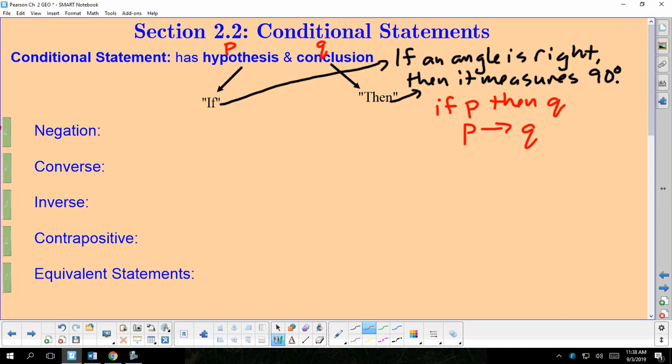Negation is the opposite of a statement. We're going to use the symbol not. So in this case, for that not, I'm just going to do a squiggly mark like that, a tilde, to refer to the not. So if I had the statement, Mr. Angelo is an awesome teacher, if I wanted to negate that statement, Mr. Angelo is not an awesome teacher.